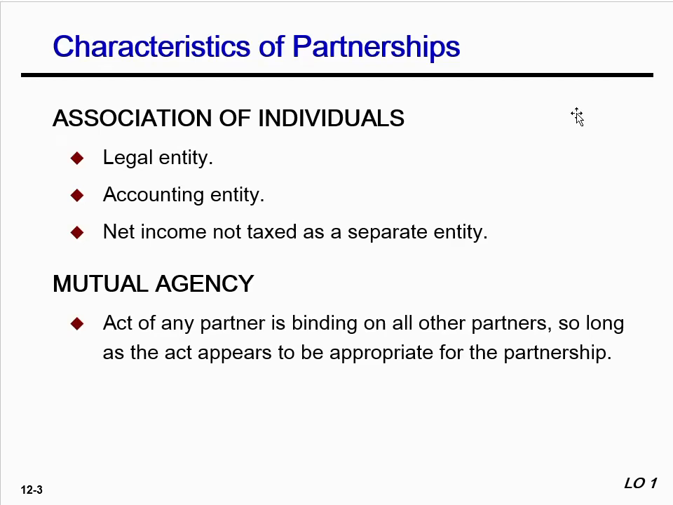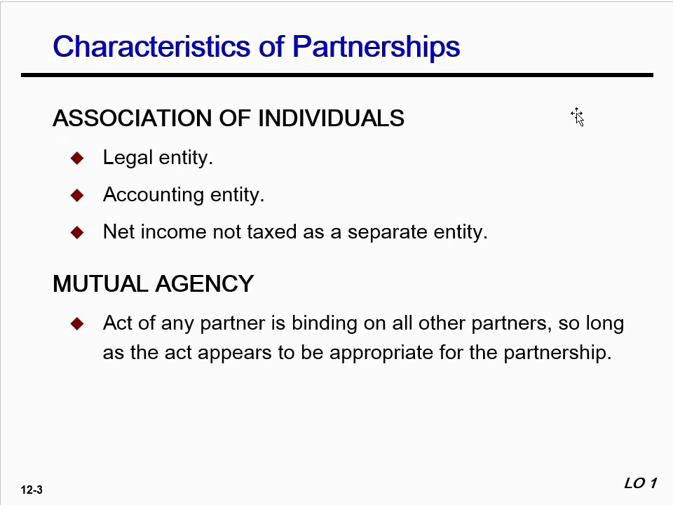In the US, the net income is not taxed as a separate entity. Just like companies, they pay dual tax. Dual tax means that the company pays the tax as an artificial person, and its owners also pay the tax. But in case of partnership, just like sole proprietorship, the firm pays the tax. Owners are not taxed separately.